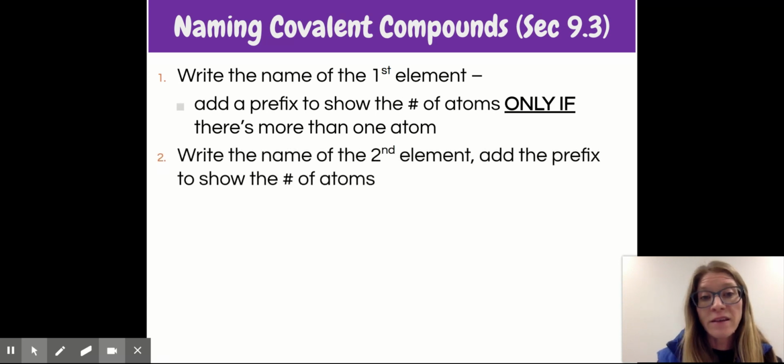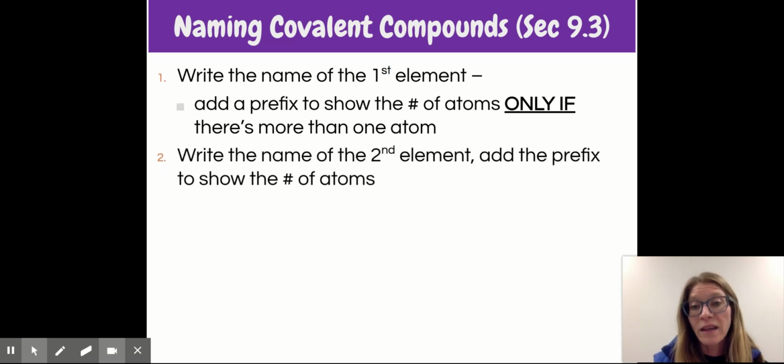All right, the next is you write the name of the second element. The second element always, always, always needs a prefix. So even if there's only 1 for the second element, you would add the prefix mono.